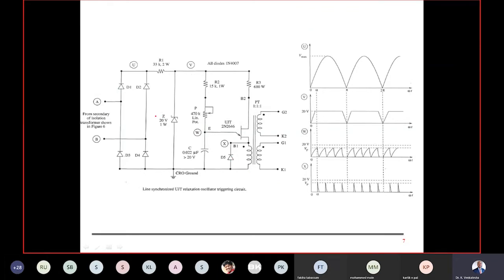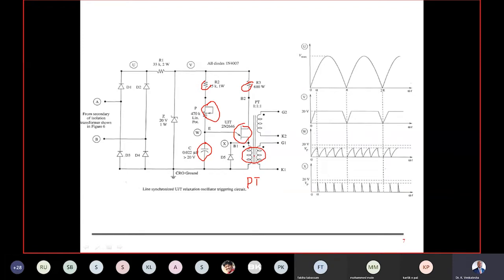Now, let us see how the circuit works. Most of the part we have already discussed. So we have seen some resistance, a variable resistance here, a capacitor, the RC element, and some additional elements here: resistance, UJT, unijunction transistor, and this, my PT. This is my pulse transformer which I am using here.